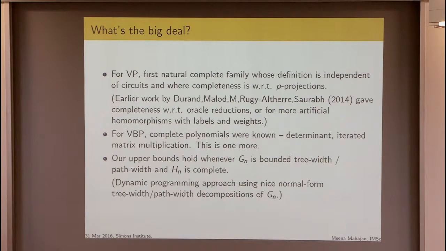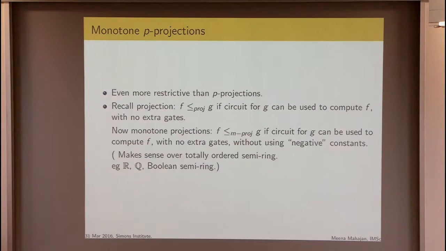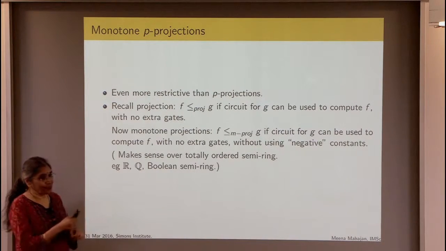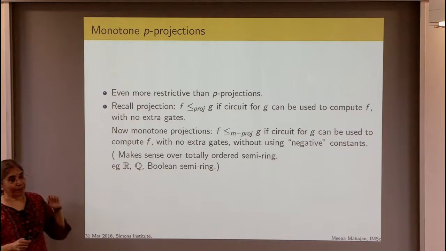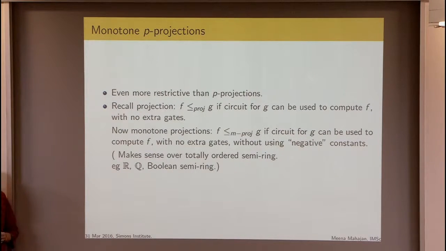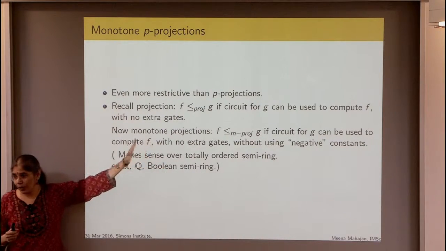Okay, so this was the second flavor of the results, and in the last 5-6 minutes, let me try and describe the third flavor of results, which is completeness with respect to monotone P projections. So P projections were already restrictive enough, and what can get more restrictive? Well, there was this do-nothing reduction talked about, but that's not what I'm talking about here. I'm talking about looking at P projections. They're still, you have wires going all over the place, but you are not allowed to use negative constants. So this makes sense, of course, only if you're talking over a totally ordered semi-ring.